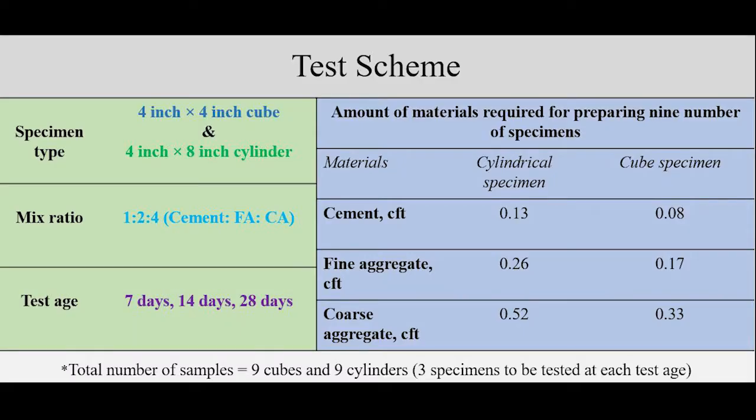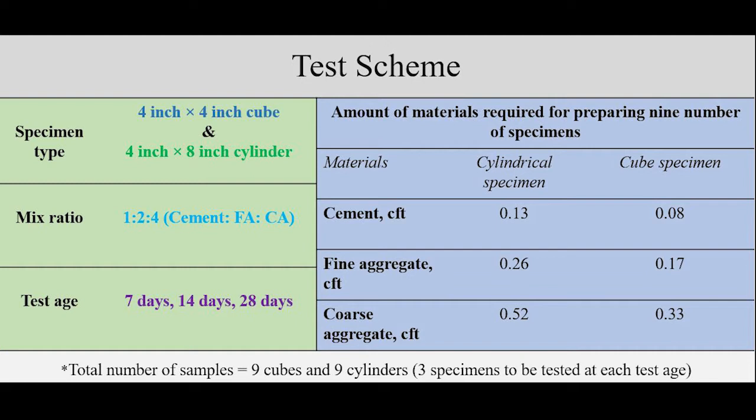So this is our test scheme. We'll be casting cylinders of diameter 4 inch and height of 8 inch and cubes of sides 4 inch. A total of 9 cylinders and 9 cubes will be casted, and 3 specimens will be tested at each test stage. The mixing ratio for this test is 1:2:4.